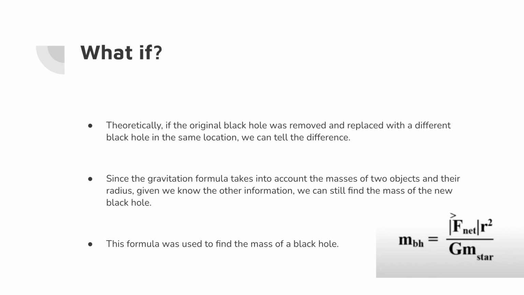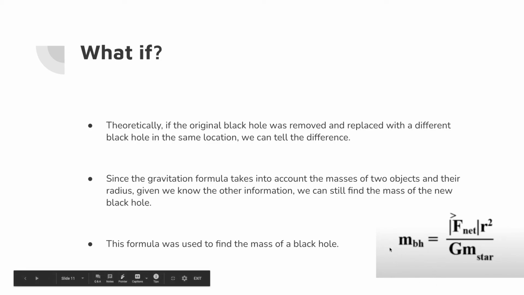Theoretically, if the original black hole was removed and then replaced with a different black hole in the same location, we could tell the difference. Since the gravitation formula takes into account the masses of two objects and then their radius, given we know the other information, we can still find the mass of the new black hole. This formula can explain how to actually find the mass of the black hole.